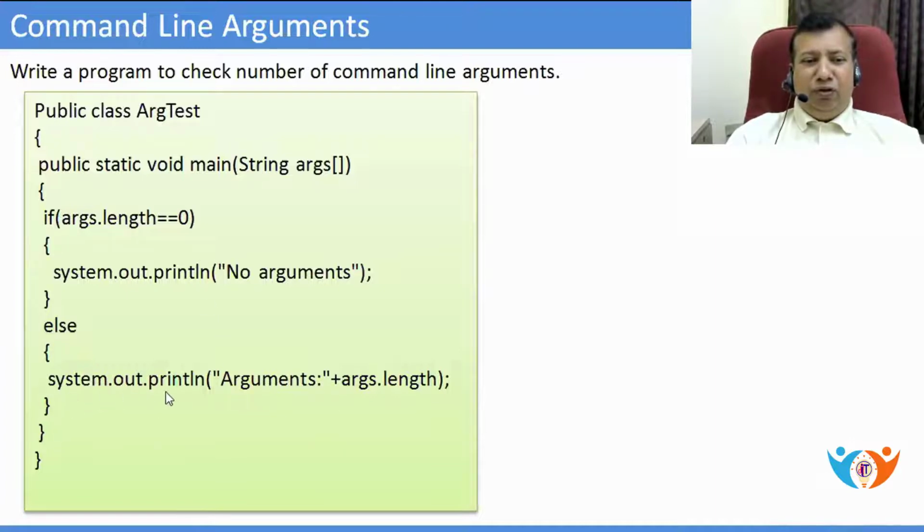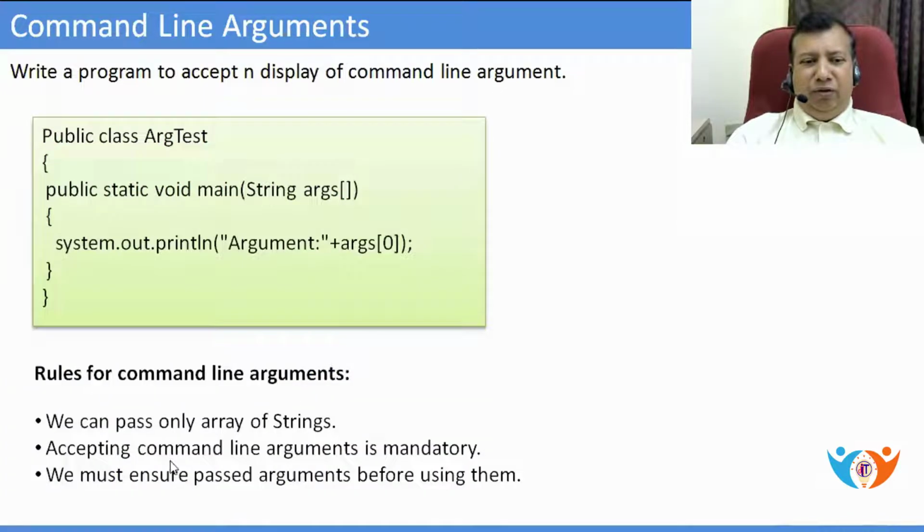So here we can use System.out.println with "arguments" and args.length. Suppose 2 arguments are passed, it will display "arguments 2". This is a simple program to check how many arguments are passed. So this is what is expected. Now this is rule number 3 again: we must ensure the passed arguments before using them.